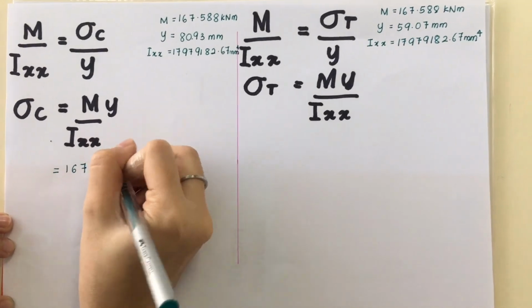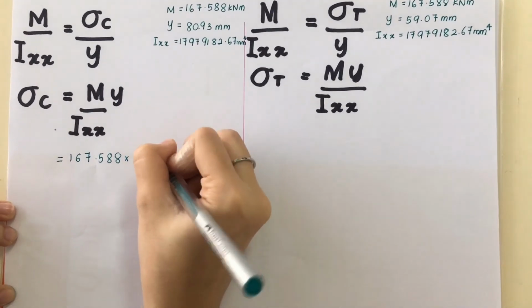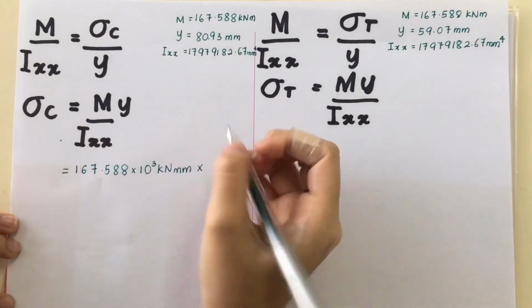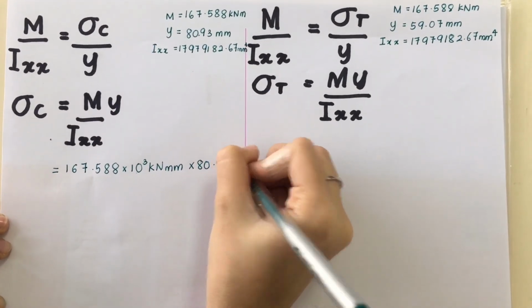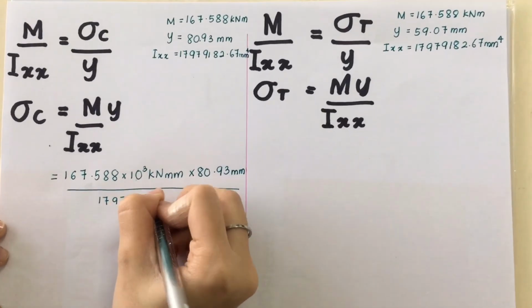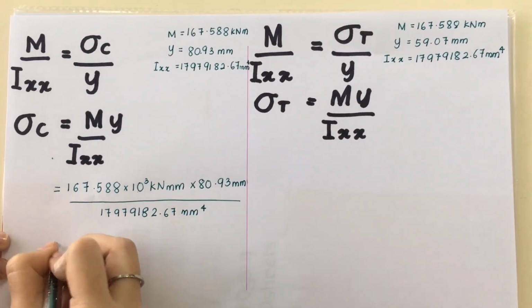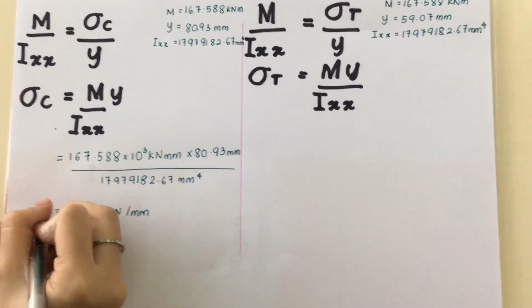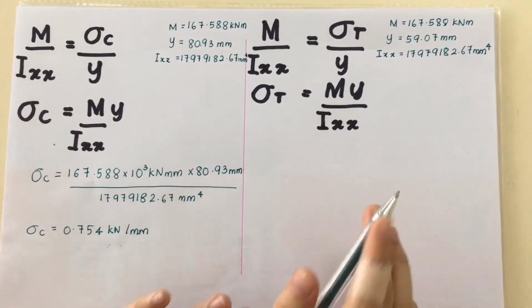Lastly, we are going to find the bending stress of compression and tension to mark it at the bending stress distribution diagram. So these are the formulas for the two bending stresses. The difference between these two formulas is the y.